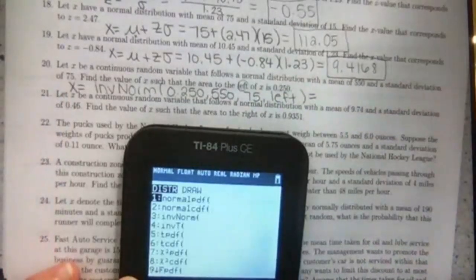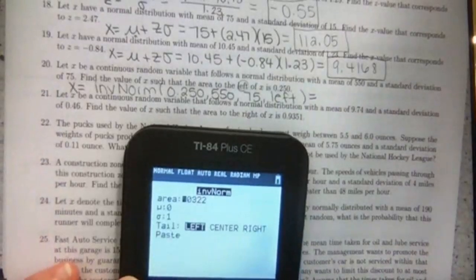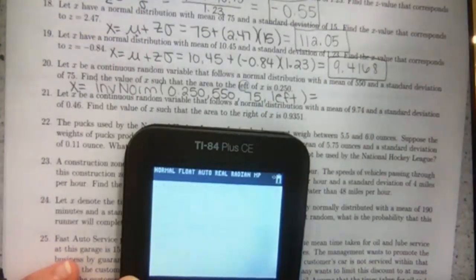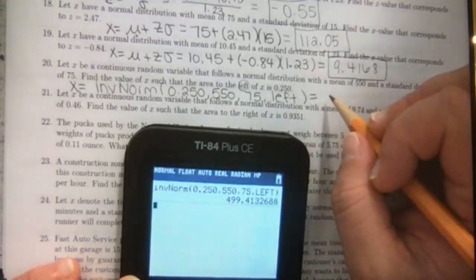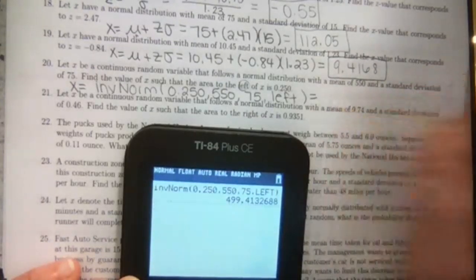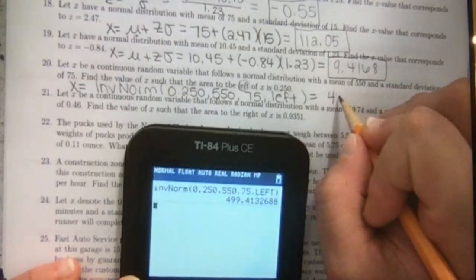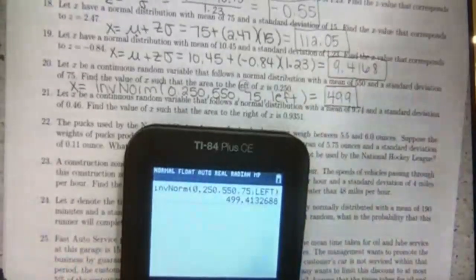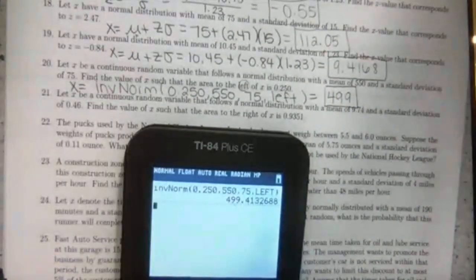In our calculator, second bars, inverse norm. Our area, they told us, is 0.250. Our mean is 550. Our standard deviation is 75. And for everyone, it's area to the left. And so that means our X value is 499.4, which on the answer key was just 499. Yep, they just rounded it to 499. Don't worry about rounding because it's multiple choice, so it'll tell you which one to round to.